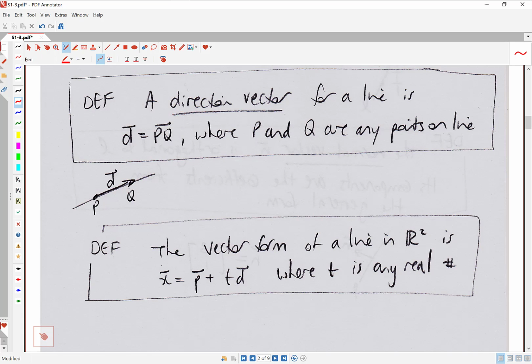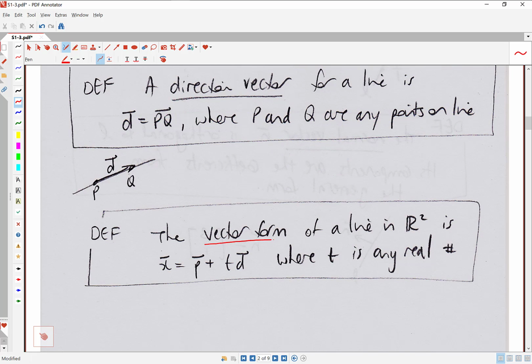So let's define a direction vector for a line. A direction vector is going to be written as vector little d, and what it is, it's the vector that goes from P to Q, where P and Q are any 2 points on the line. So just to draw a picture here, imagine someone gives you a line. You would find a couple of points on that line. Just call them P and Q. Build your vector that's running from P to Q, and that's your direction vector. So it's giving you a sense of what direction your line is moving in.